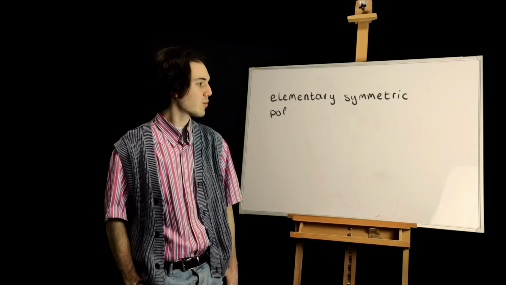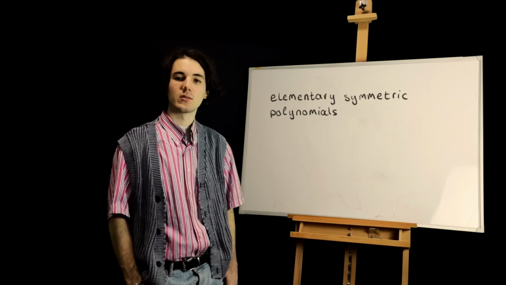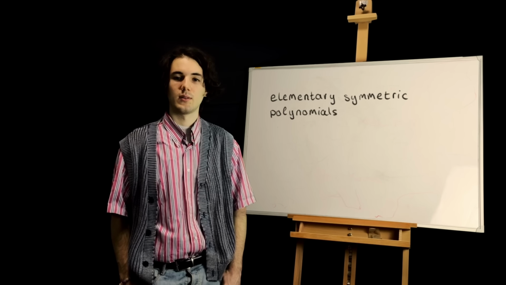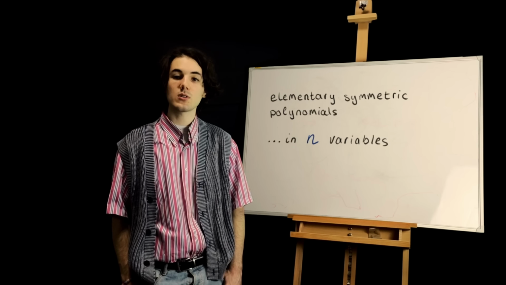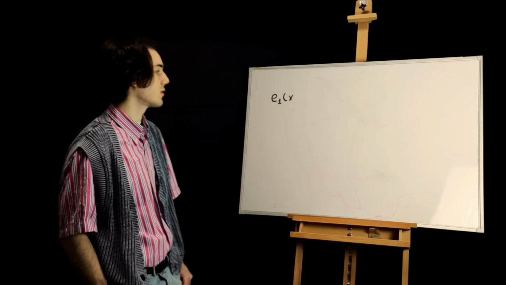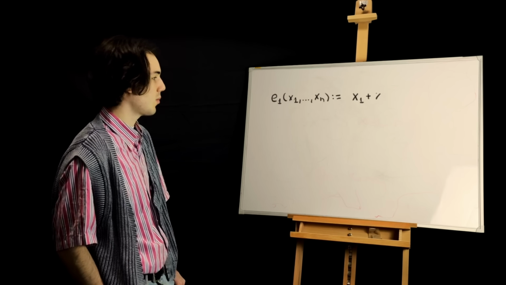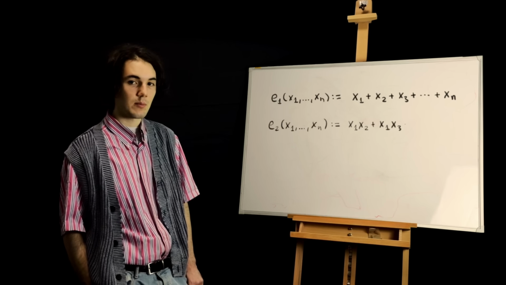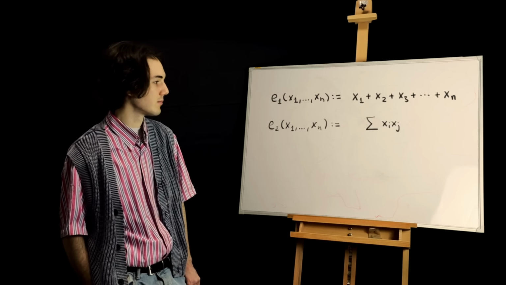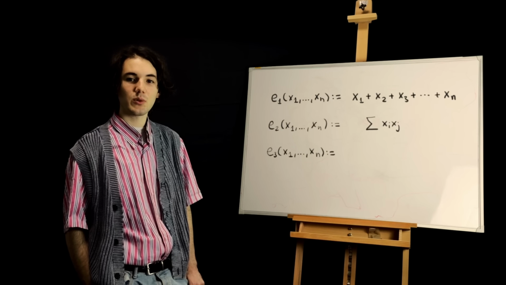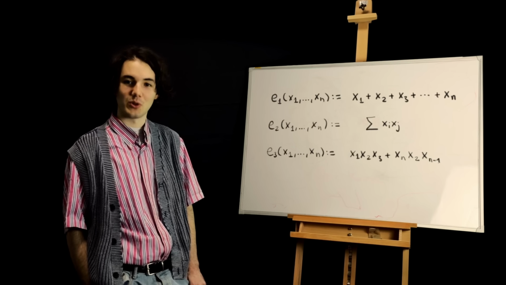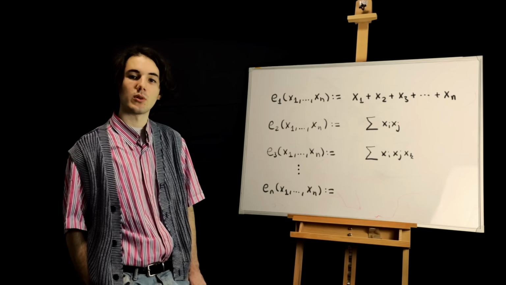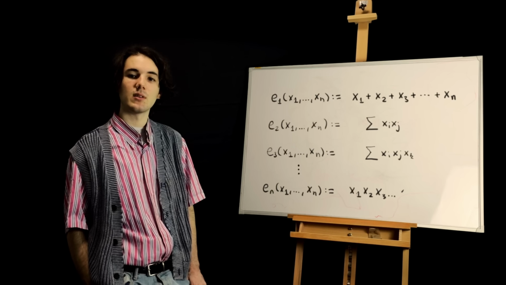Last one, elementary symmetric polynomials. Now you've already seen something related to elementary symmetric polynomials in this video, but it'll become clear what I mean once I spell out the definition. The elementary symmetric polynomials in n variables is a special collection of polynomials whereby the first elementary symmetric polynomial is defined as the sum of all variables. The second elementary symmetric polynomial is defined as the sum of all products of pairs of variables. The third elementary symmetric polynomial is defined as the sum of all products of triplets of variables. And all the way up until the nth elementary symmetric polynomial, which just consists of one term, namely the product of all variables.